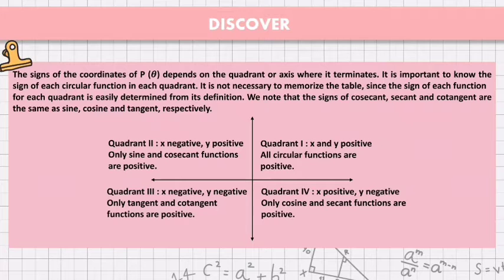In quadrant 3, x is negative and y is also negative. Only tangent and cotangent functions are positive. In quadrant 4, x is positive while y is negative. Only cosine and secant functions are positive.